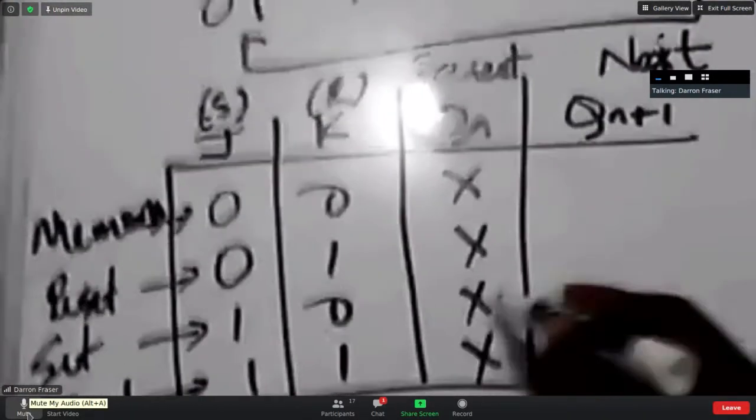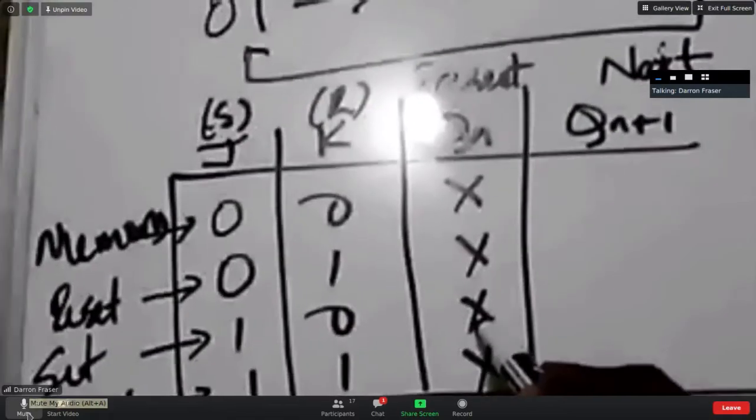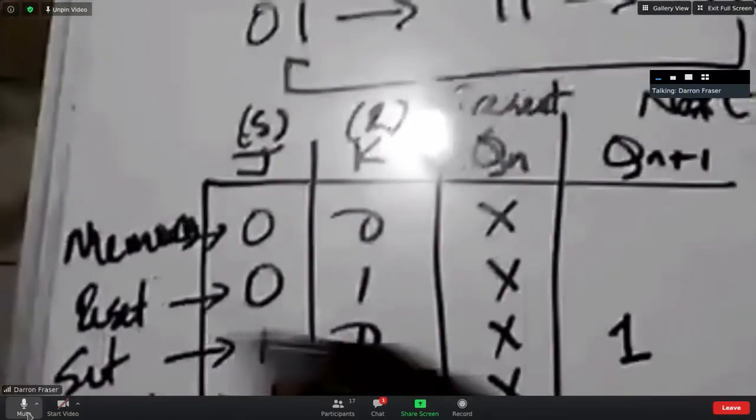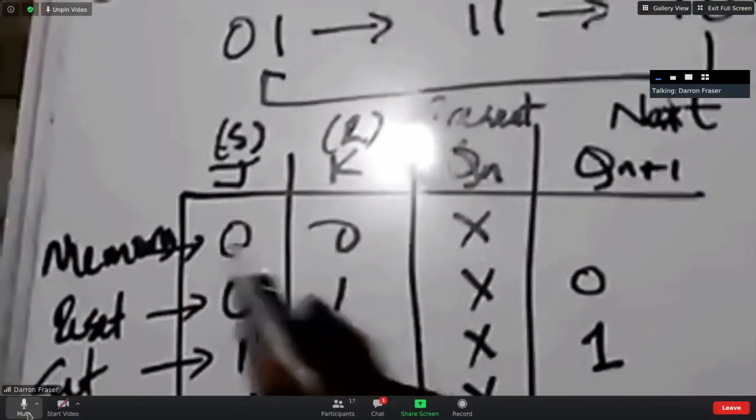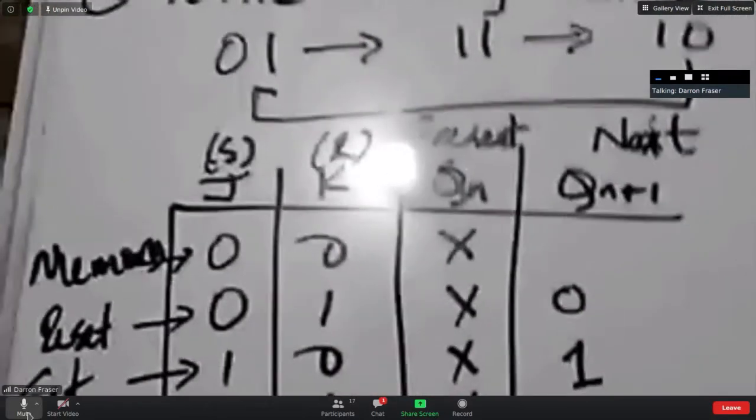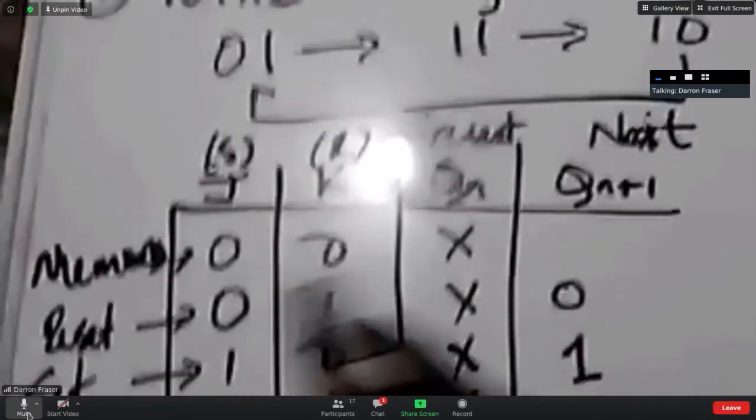I think that'll be 0. No, it'll be 1. Set the output to 1. X means don't care. Whatever the output is, you're going to go to 1. So what about reset? 0. Memory. When both inputs are 0, the flip-flop is said to be in the state of memory. What happens when you're in a state of memory?